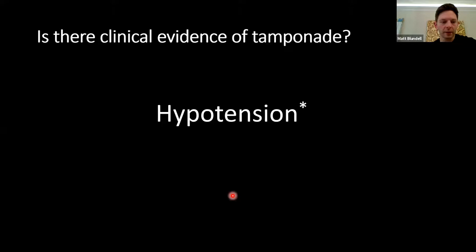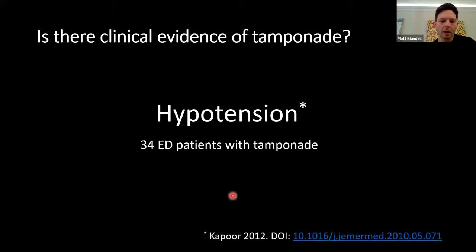Hypotension, I know one of you said earlier, this patient isn't currently hypotensive. We often think of Beck's triad, which is found in tamponade, which is hypotension, raised JVP, and muffled heart sounds, which no one has ever heard. But hypotension itself is actually not that common. So in 34 ED patients with tamponade, from a study in 2012, these were all patients in an ED that actually had a gold standard diagnosis. They had measurements of their cardiac output, which improved after pericardiocentesis.